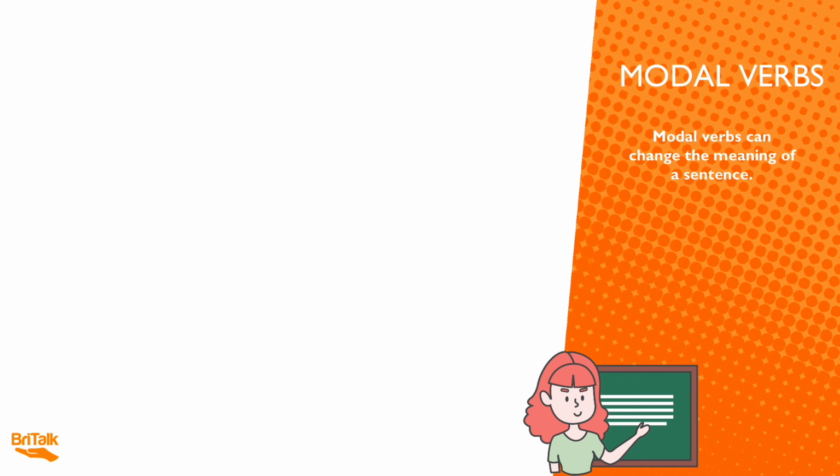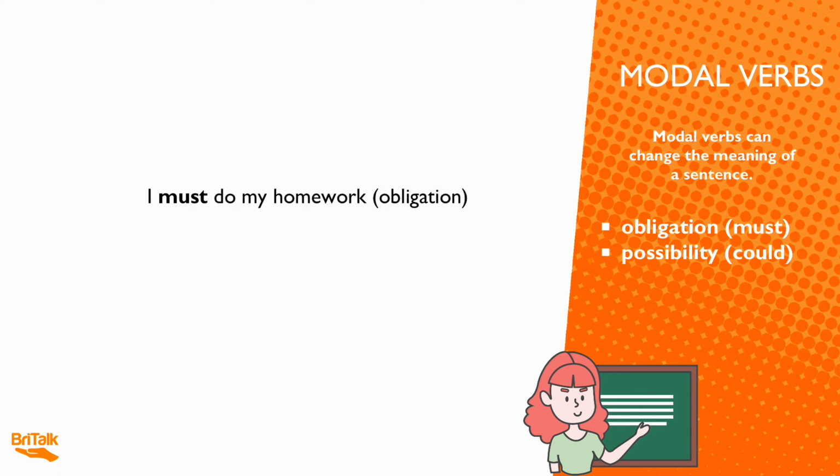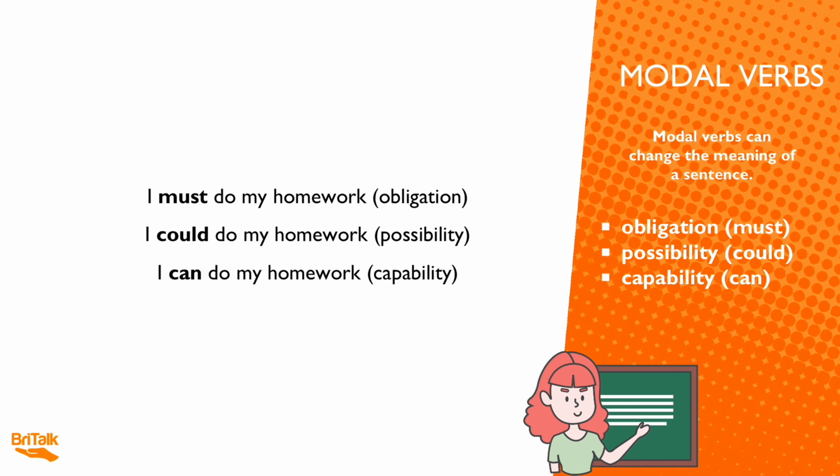For example, they can suggest obligation, such as must. I must do my homework. They can suggest possibility, such as could. I could do my homework. This is a possibility. Capability, such as can. I can do my homework. I am capable of doing my homework. So in the first part of this lesson, we are going to look at the modal verb used to.